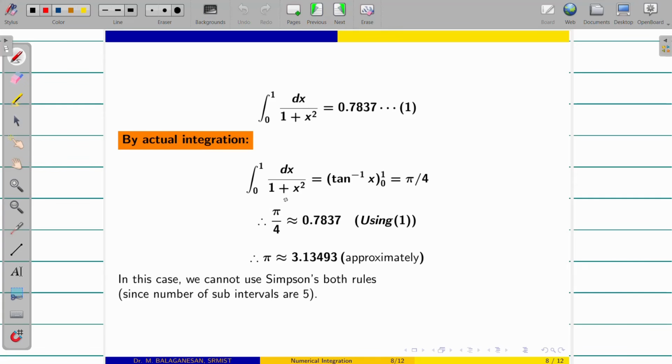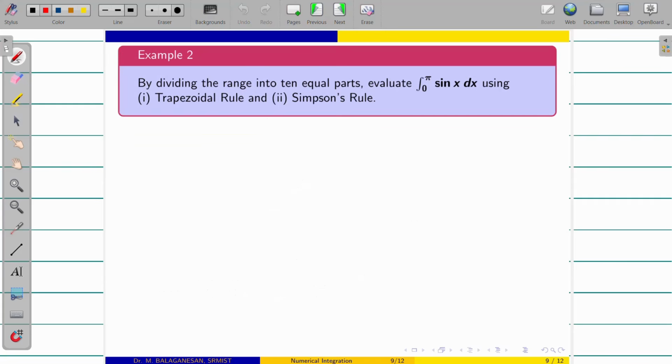They asked whether it is applicable for Simpson. Both rules won't be applicable because it's not a multiple of 2 and it's not a multiple of 3 also. That's what they have concluded there. Right. Come to the second problem. As I told you already, this is the second kind. What is the second kind?